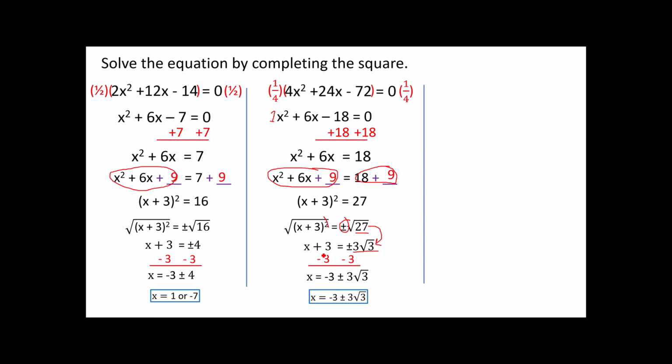Let me put a word of caution in here for you. A lot of my students find themselves making an error right here, because they say, well, negative 3 plus 3 is 0. And they want to call this 0 radical 3, which equals 0.